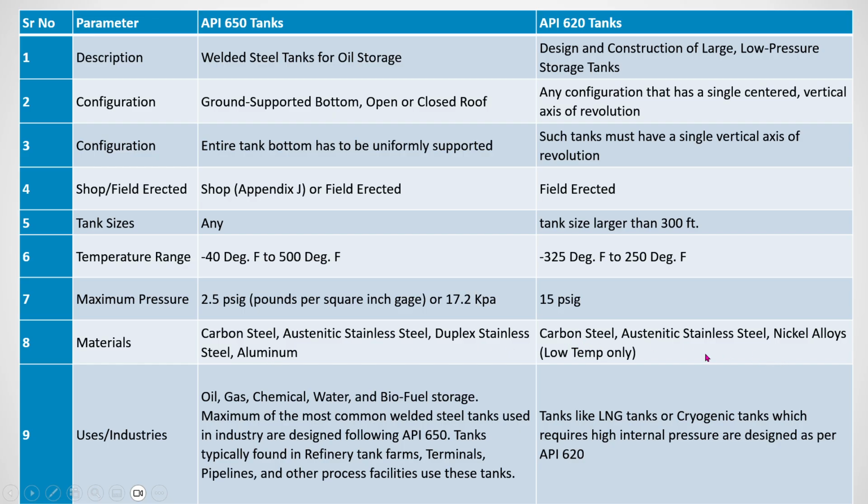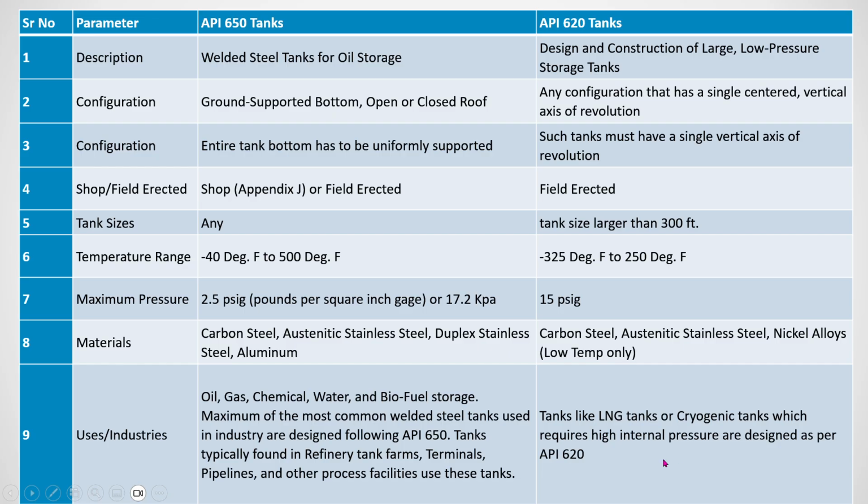Material, it can be carbon steel, austenitic stainless steel, duplex stainless steel, aluminum. Here also the same: carbon steel, austenitic stainless steel, nickel, low temperature materials are also used for the 620. And the uses in industry: oil, gas, chemical, water, biofuel. These tanks are used. Here is also the LNG tank, cryogenic tank requiring high internal pressure, then design as per 620.